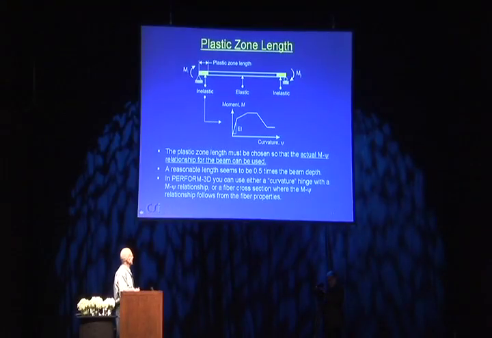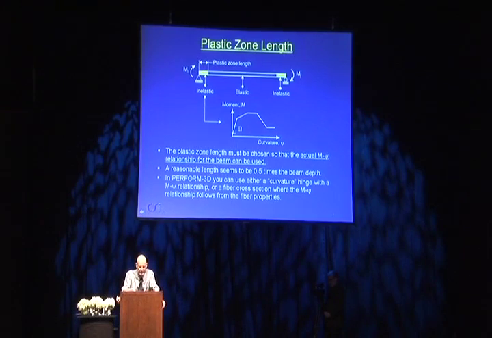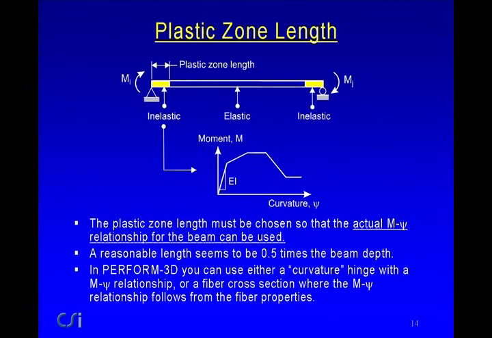And there's a basic rule for this: 0.5 times the beam depth. It's really rough, but actually it's probably not bad. And for practical purposes, it's probably about as good as you can do. There are a couple of ways in which you can do this. I'll demonstrate this later. You can either use a curvature hinge that uses a moment curvature relationship, or you can use a fiber cross section in the plastic zone. In that case, the moment curvature relationship follows from the behavior of the fiber cross section. I'll talk about that a little bit more later also.